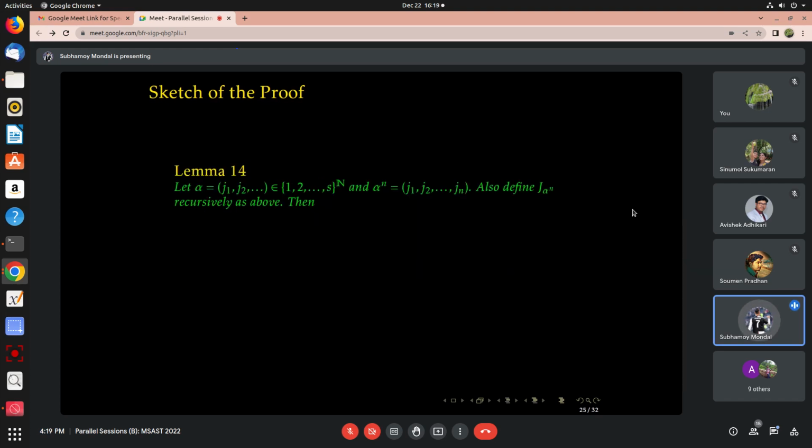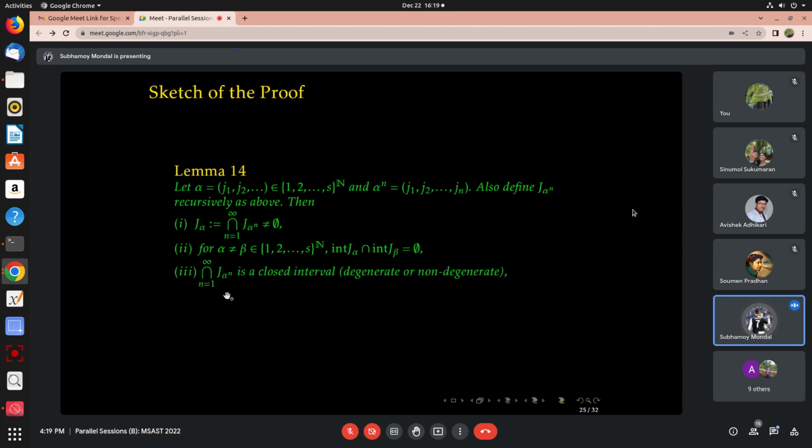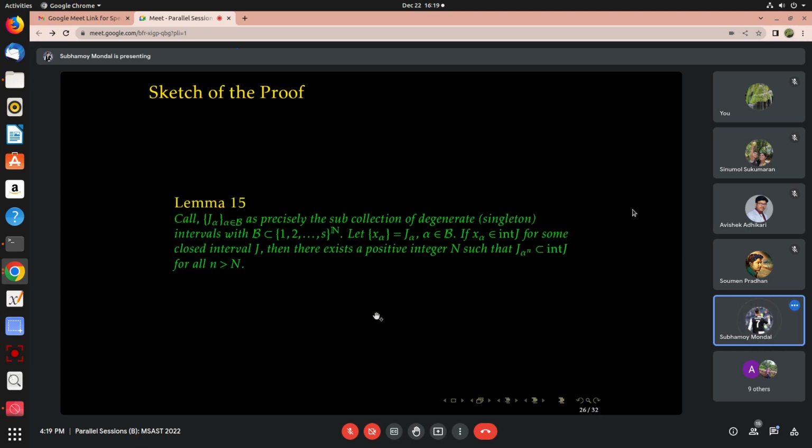The second lemma tells that if alpha is an infinite sequence of symbols and alpha to the power n is just J1, J2, ..., Jn, and J to the power alpha n is defined recursively from the above lemma, then the whole intersection is non-empty. And if we take any two disjoint symbols, then the intersection of J alpha and J beta is empty. The third one is that the intersection of J alpha to the power n for n equal to 1 to infinity is a closed interval, maybe degenerate or non-degenerate, that is, a singleton. And the last one is that there are at most countably many points such that J alpha is non-degenerate.